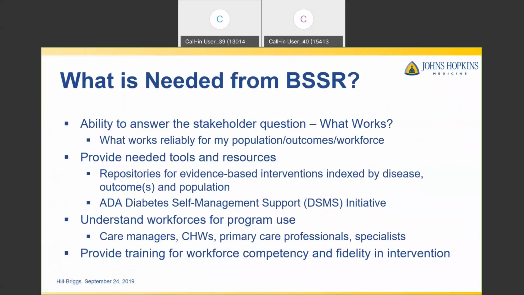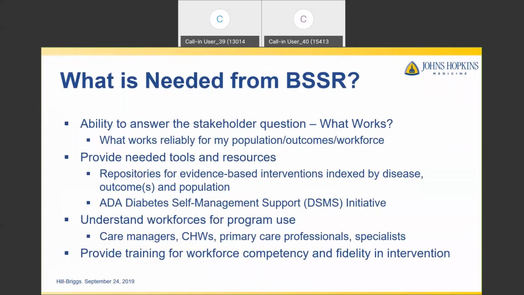We need the ability to answer the stakeholders' question, what works? Someone from an insurance company asked me, so if I'm going to do one thing with my already staffed care managers, what would that be? What would that one thing be? What's that one intervention? We need to be able to answer questions of, so what is it? What works? What's the most important thing? And what works reliably, of course, for those various contexts.